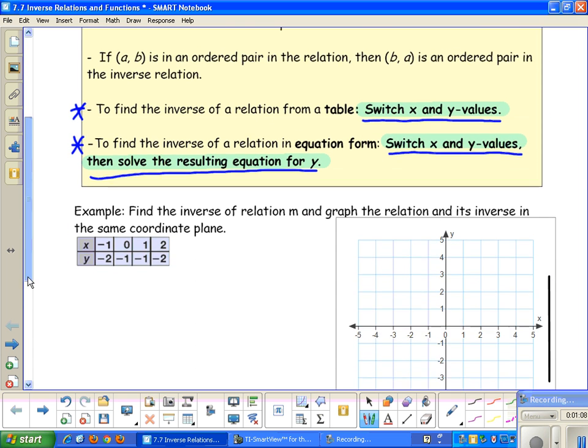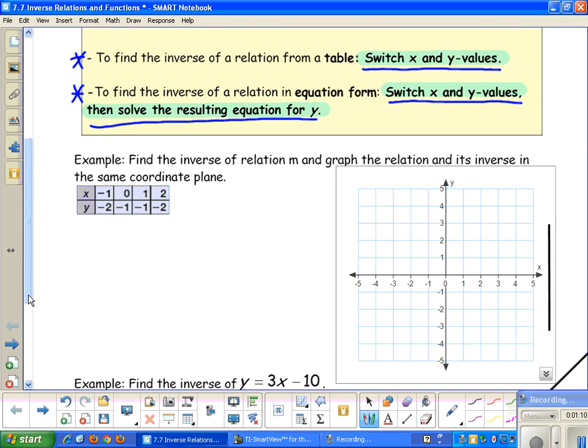So the first example is to find the inverse of a relation M, graph the relation, and then graph its inverse in the same coordinate plane. If I want to graph this relation, I'm just graphing the set of ordered pairs: (-1, -2), (0, -1), (1, -1), and (2, -2). So this right here would be my relation. And remember, we do not connect the points because these are discrete values. We weren't given an equation, so we don't connect the points.